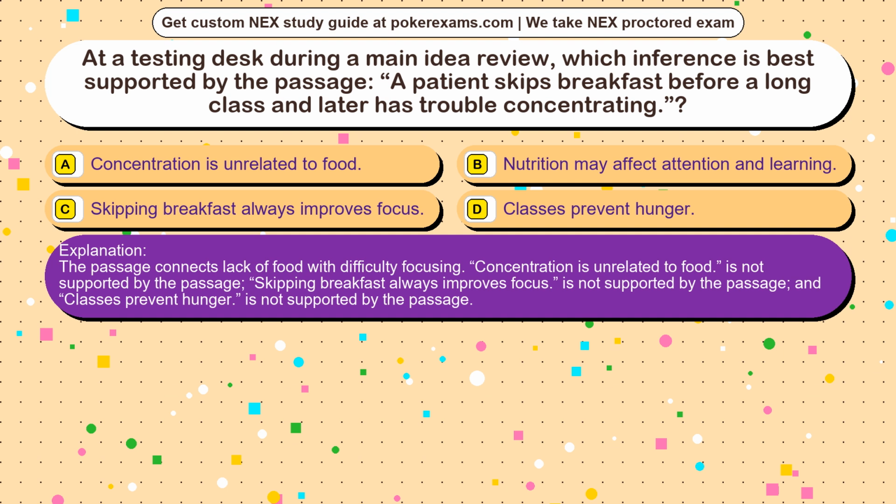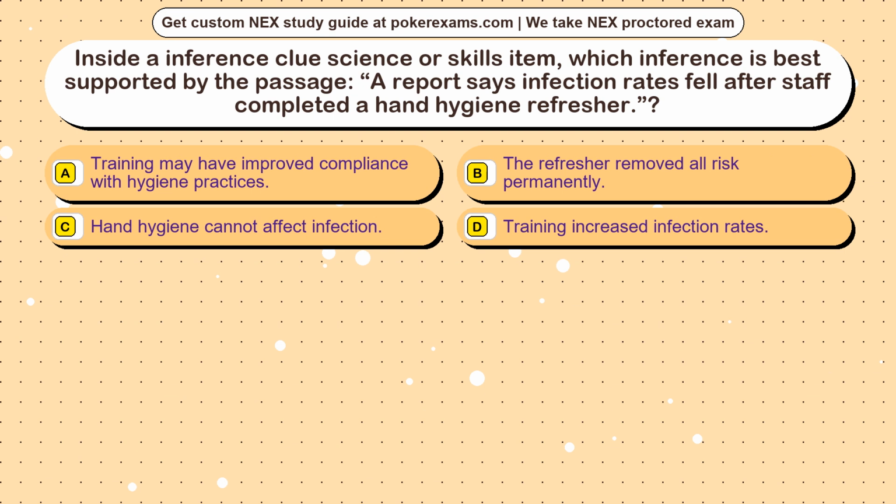Question 24. Inside a inference clue science or skills item, which inference is best supported by the passage? A report says infection rates fell after staff completed a hand hygiene refresher. Option A. A training may have improved compliance with hygiene practices. Option B. The refresher removed all risk permanently. Option C. Hand hygiene cannot affect infection. Option D. A training increased infection rates.